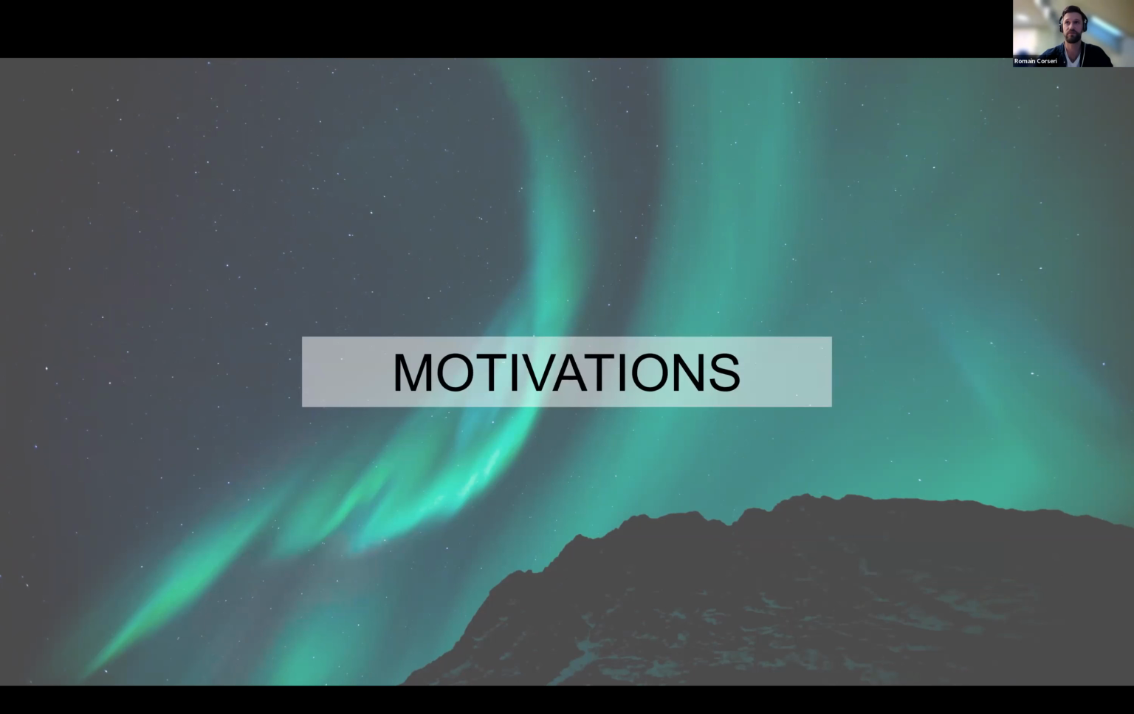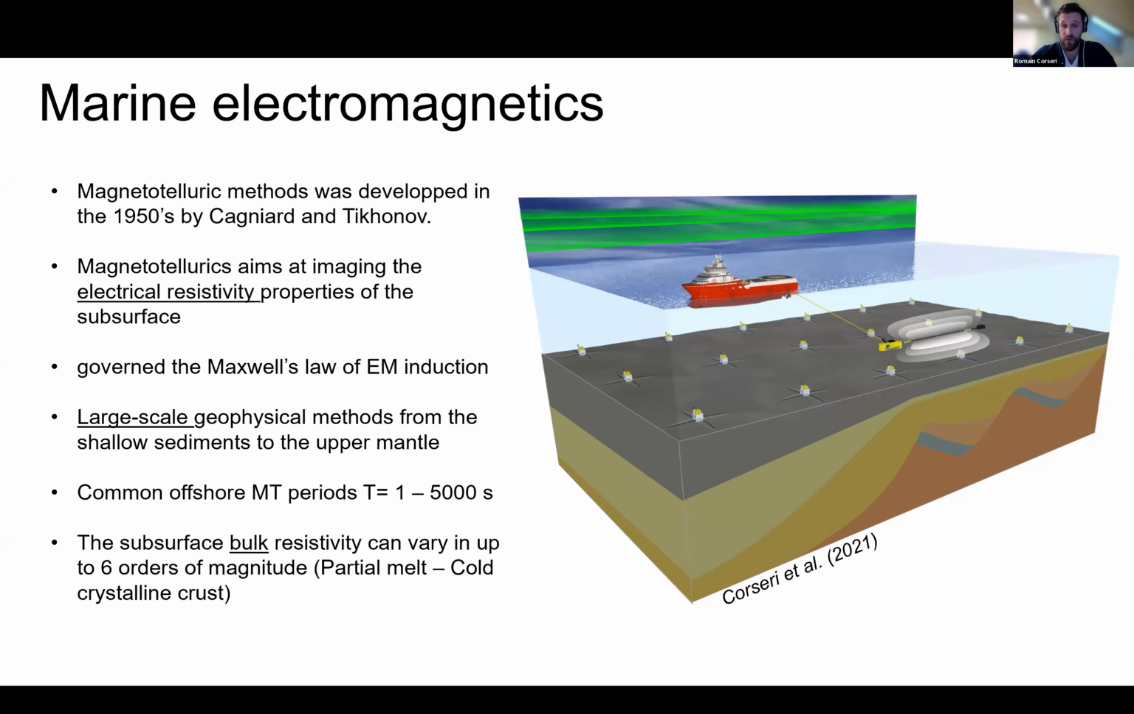So the motivations. What you can see here on the right is a typical marine EM survey setup, laying receivers on the seabed, recording the horizontal electromagnetic field. In the case of magnetotellurics, we are dealing with the natural variation of the horizontal electromagnetic field. Assuming that the source is very far away, then we are dealing with a plane wave that's incoming to the Earth. This is a large-scale geophysical method that you, of course, all know about. We can probe the electrical resistivity of the Earth down to the mantle. Typical offshore MT periods are between 1 and 5,000 seconds.